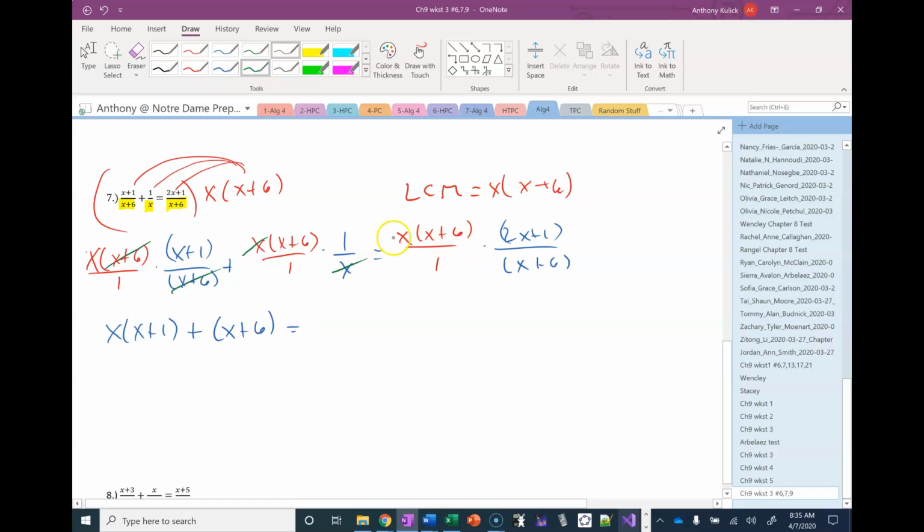And I'm going to multiply these 2 fractions together. There I notice that the x plus 6's are going to cancel. And that's going to leave me with x times 2x plus 1. So now I'm just going to distribute these out.